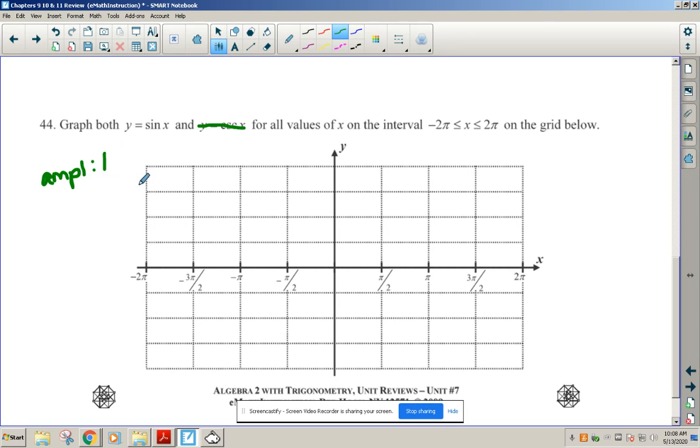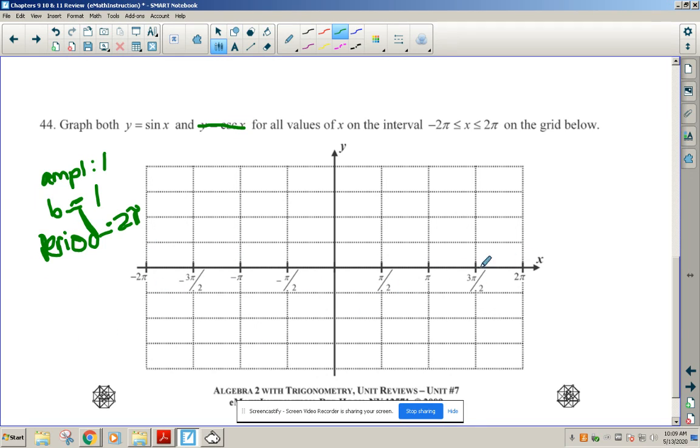My amplitude is 1. It's positive, so that means I'm going to go up first. My frequency, my B value, is 1. And my period is 2 pi divided by my frequency. Wow, that's sloppy. Sorry about that. That's 2 pi. And my midline, there is none. So my labels are set.